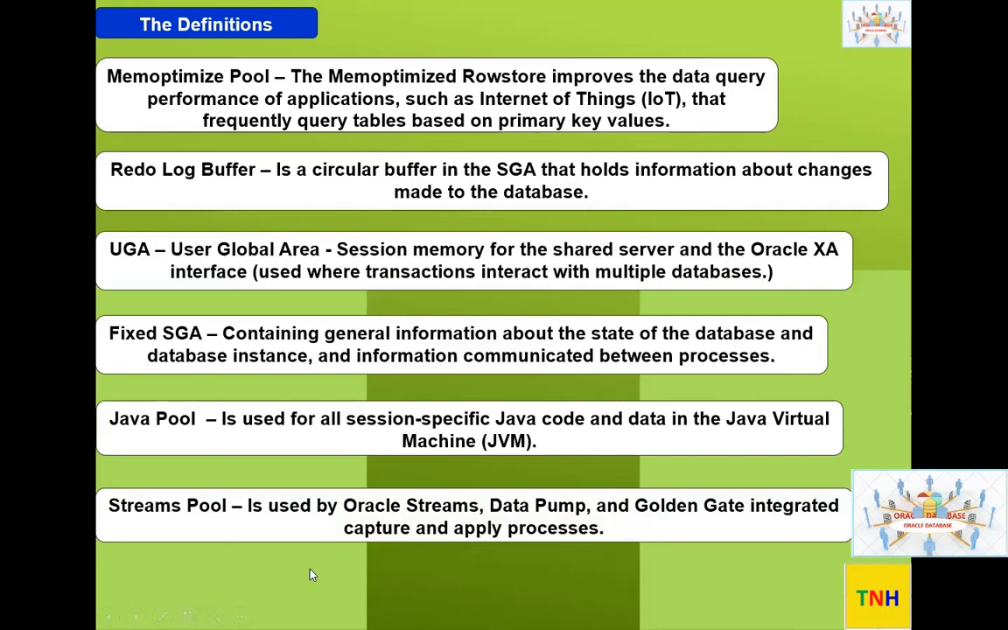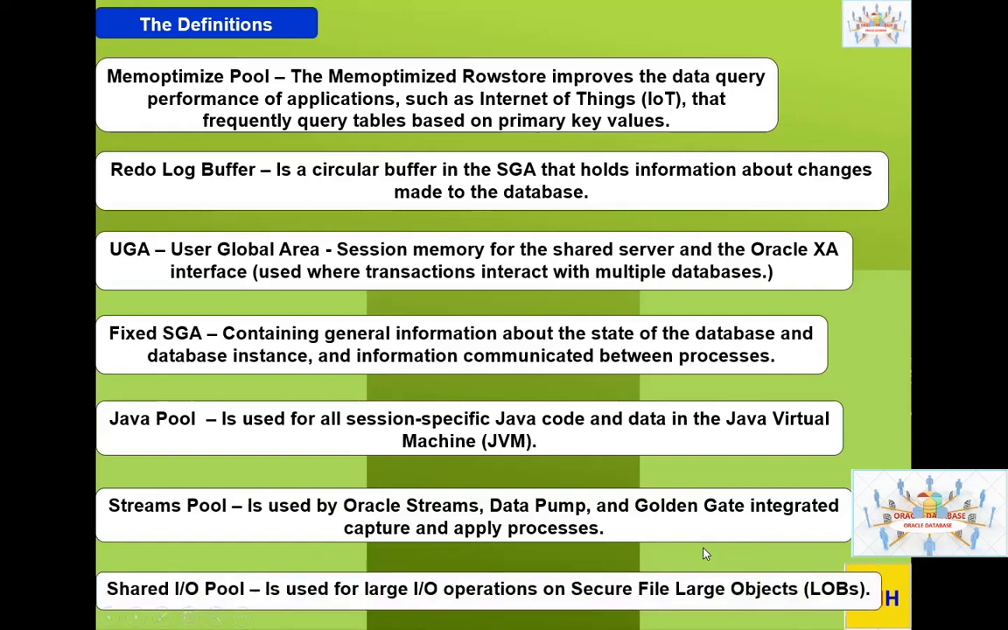Streams pool is also optional. It is used by Oracle Streams, Data Guard, GoldenGate, integrated capture and apply processes. Optional, we'll talk about it later. Definition is that. Shared IO pool, that's another optional one, is used for large IO operations on SecureFile large objects. LOB is SecureFile large objects. Shared IO pool, in specific situations, we can enable those things.